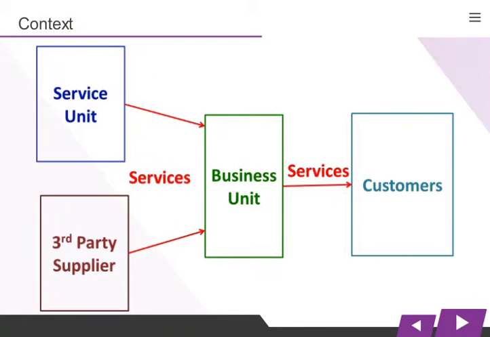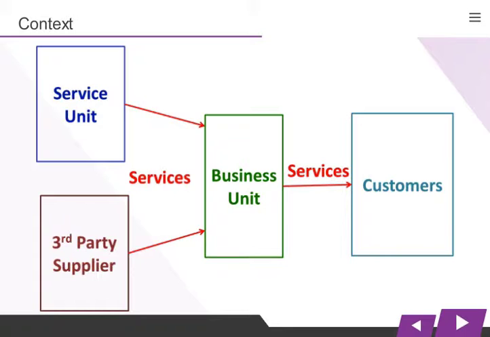Let's start by looking at the context of business relationship management. Most enterprises consist of one or more business units that deliver goods and services to external customers. In the case of a commercial enterprise, these customers pay directly for the goods and services received. In the case of public or not-for-profit enterprises, the commercial relationship does not exist, but the recipients of the services are still usually regarded as customers.